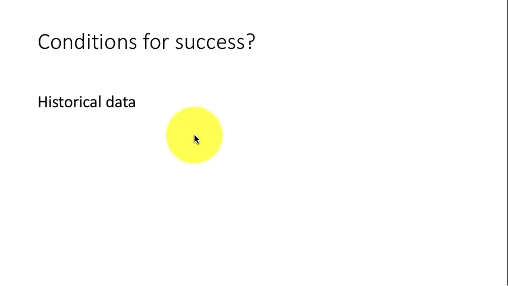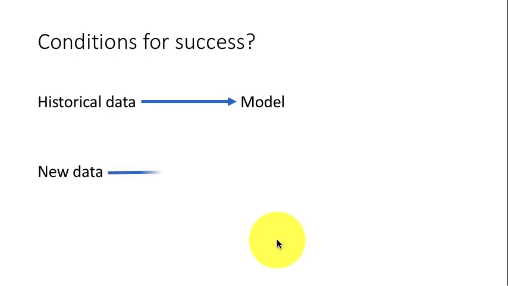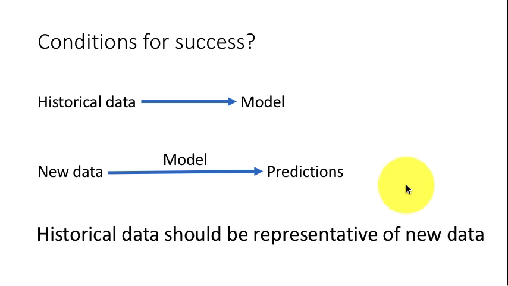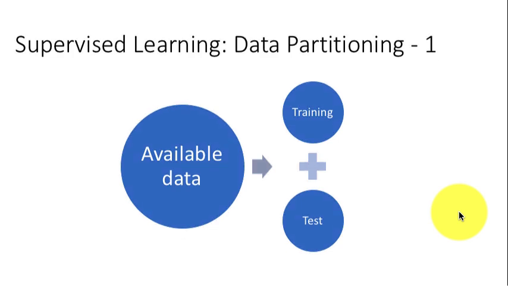Okay, so now suppose you have historical data. You use that to build a model. Now on new data, you apply the model and you generate predictions. Under what conditions will these predictions be good? The conditions under which these predictions will be good is that your historical data should be representative of the new data. Then if the model does well on historical data, you can expect that it will also do well on the new data, so long as the historical data is representative of the new data.